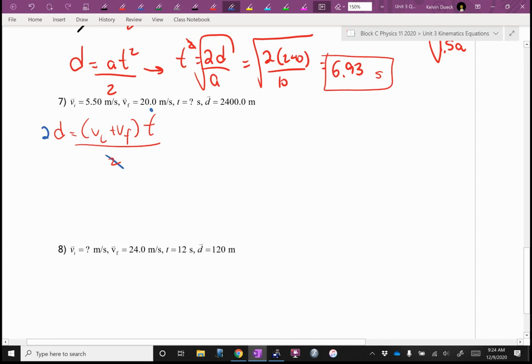What's the bracket doing to the T? So how will I move the bracket over? Divide. Oh. So, Mr. Dewick, you're telling me that equals T? Yep.